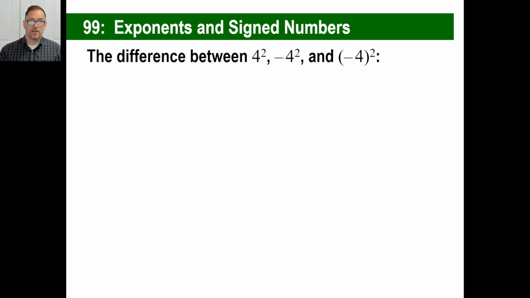All right, so let's talk about the difference between 4 squared, the opposite of 4 squared, and in parentheses, negative 4 squared. All right, we all know the answer to this, right? 4 times 4 is 16, okay? Now let's just do this one too. If you have negative 4 in parentheses and you square it, that means negative 4 times negative 4, and negative times a negative is a positive, so the answer is 16.